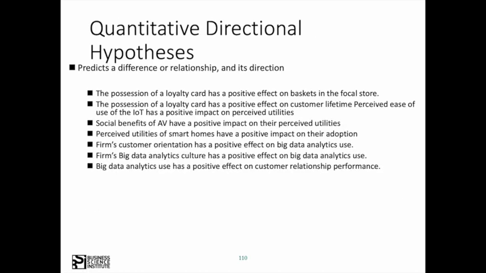The next important point is that you should always formulate a directional hypothesis that predicts a difference or relationship and its direction. Do not only say there's a link between the possession of a loyalty card and the purchase basket. Show the link, the direction. So the possession of a loyalty card has a positive impact on baskets. Or the possession of a loyalty card increases the baskets. So the direction.